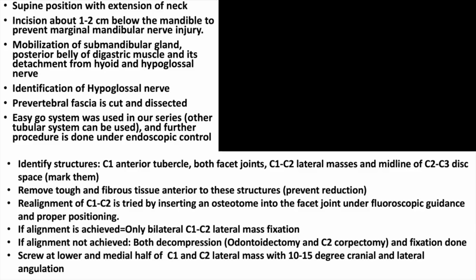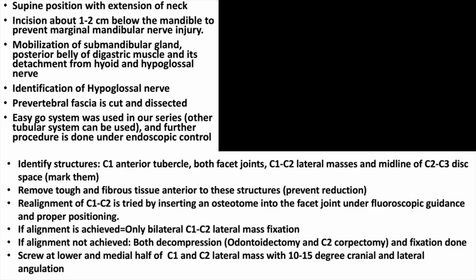In surgical technique, the patient is placed in supine position with neck extension. The incision is 1 to 2 centimeters below the mandible to prevent injury to the marginal mandibular nerve. Mobilization of the submandibular gland, the posterior belly of digastric and its attachment to the hyoid bone, and the hypoglossal nerve is done. Identification of the hypoglossal nerve is performed. The prevertebral fascia is cut and dissected.